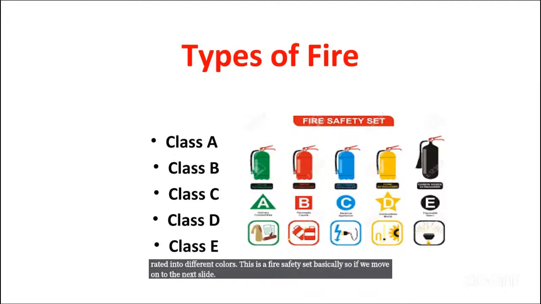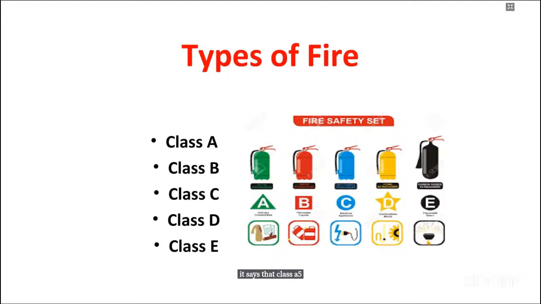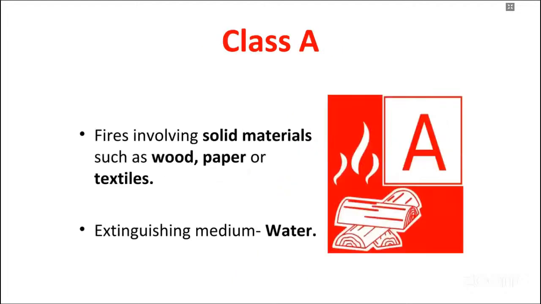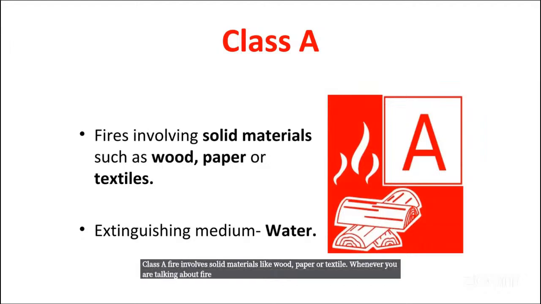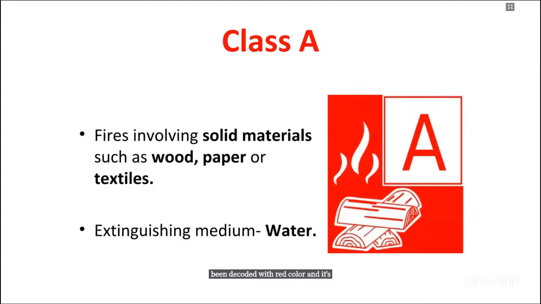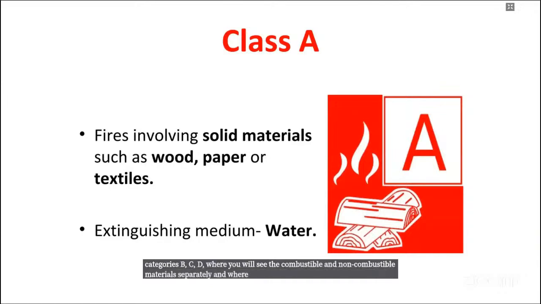it says that class A fire. Class A fire involves solid materials like wood, paper, or textile. So, whenever you are talking about fire, it means in the A class, this is being decoded with red color and it's involving the solid materials. So, they're being categorized into categories B, C, D, where you will see the combustible and non-combustible materials separately, and where you will be seeing that through gases there are different types of fire being categorized into A, B, C, D, E. Through solid materials, it's been categorized into A class.